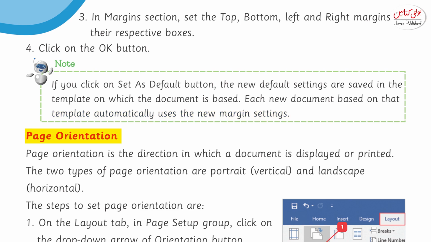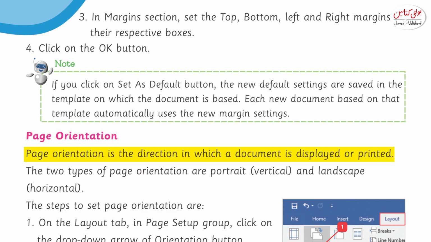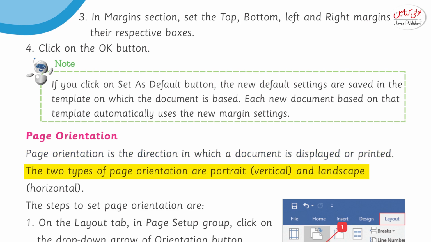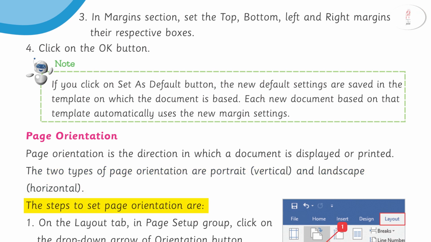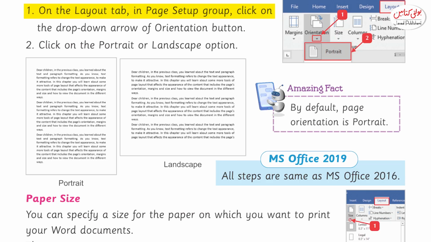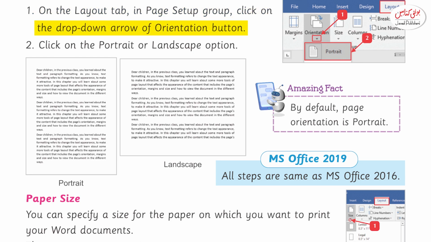Page orientation. Page orientation is the direction in which a document is displayed or printed. The two types of page orientation are portrait or vertical and landscape or horizontal. The steps to set page orientation are: on the Layout tab in the Page Setup group, click on the drop-down arrow of Orientation button. Click on the Portrait or Landscape option. By default, page orientation is portrait.